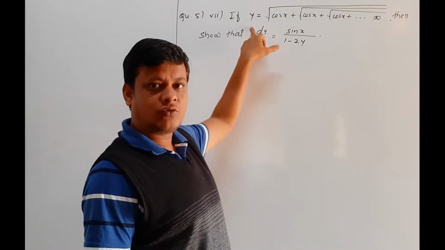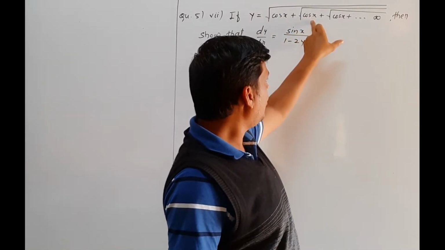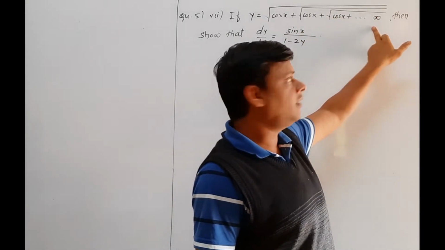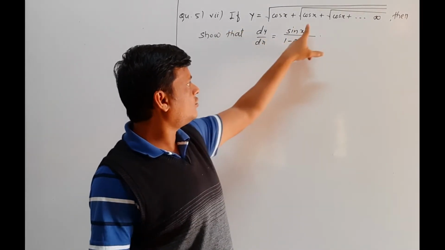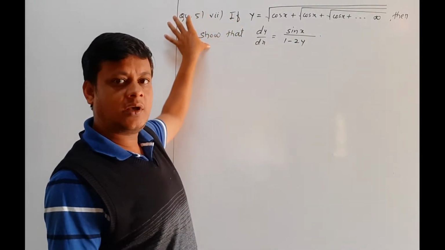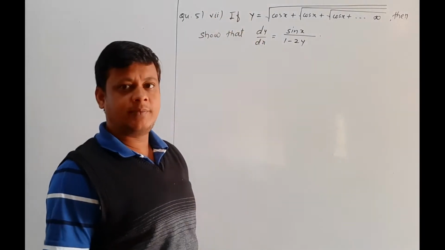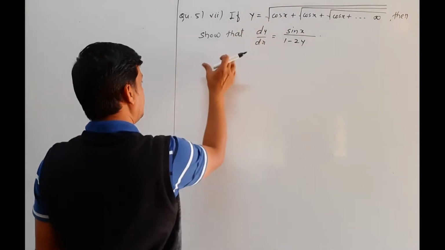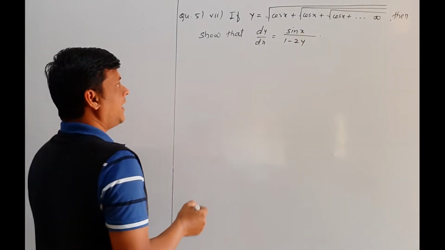Now see sub question 7. If y is equal to the square root of cos x plus the square root of cos x plus the square root of cos x plus, and so on up to infinity, then show that dy by dx is equal to sin x upon 1 minus 2y. This is a very important question because such types of problems are asked many times in the board exam. So see how to show dy by dx equals sin x upon 1 minus 2y.